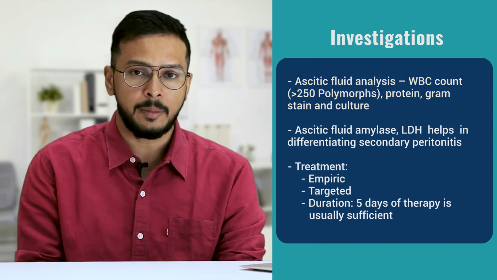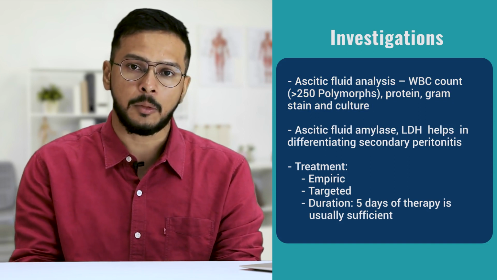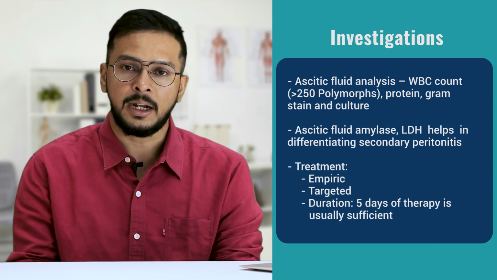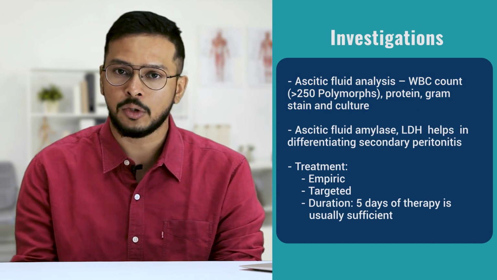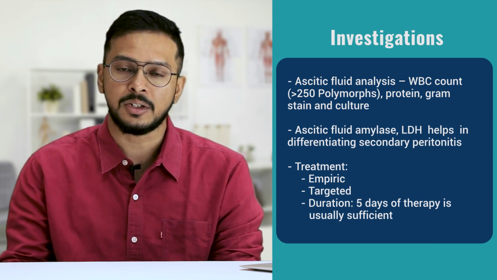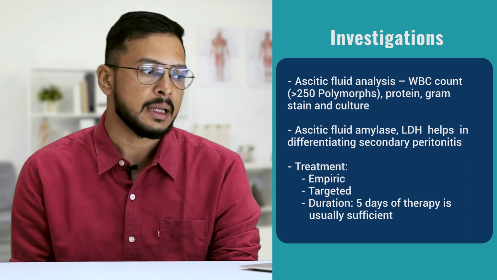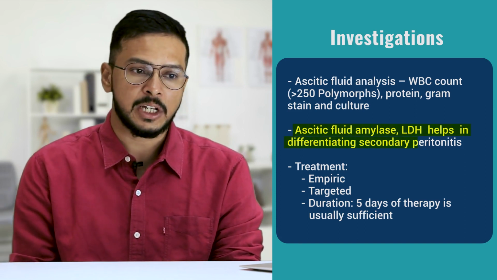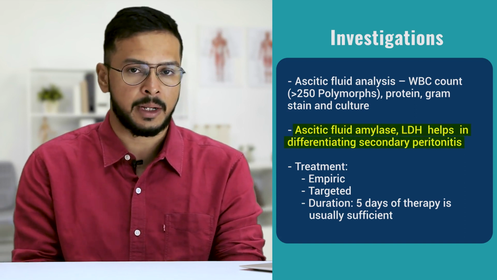So when you confirm peritonitis, you need to know what organism has caused it. You can get that with the help of gram stain to know whether it is gram positive or gram negative, and culture, which will help grow the particular organism. And ascitic fluid amylase and LDH help in differentiating secondary peritonitis from primary peritonitis.